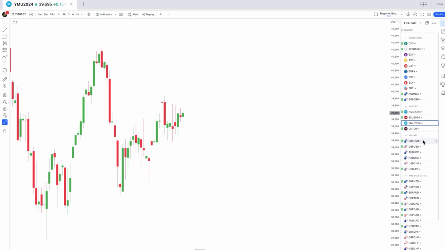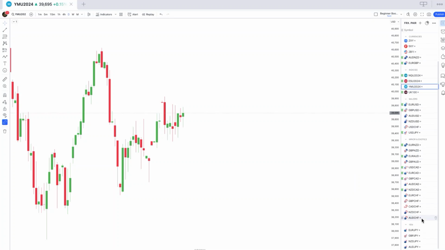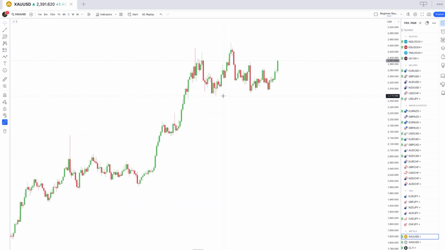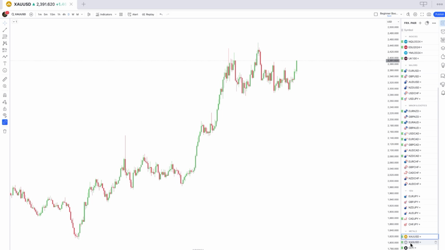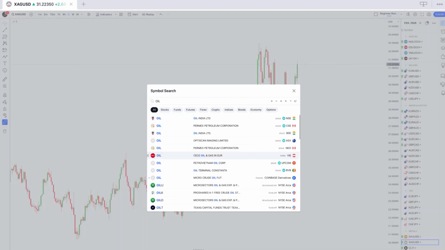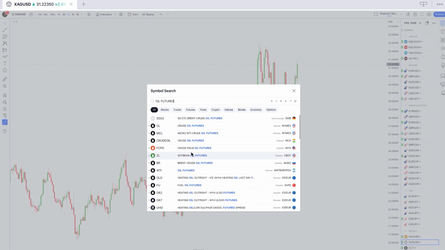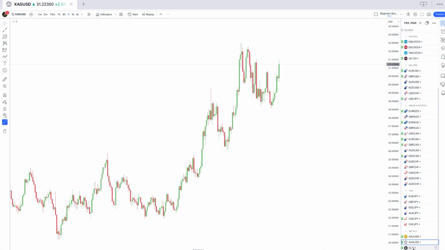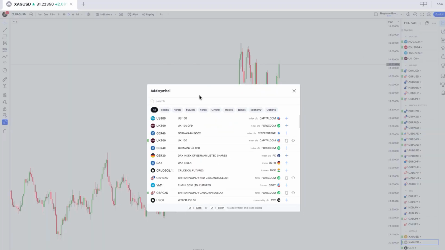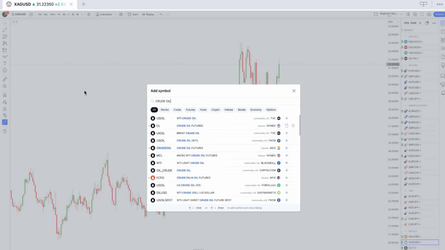And here you have the majors, EUR/USD, GBP/USD, AUD/USD, NZD/USD, the minors and exotics, the yen pairs. And here you have the metals. So for example, gold is called XAU. This is currently what gold looks like. Silver is XAG and oil is CL1. In TradingView, you can just search oil, for example, oil futures, and here it is, oil, CL1. You can also type in crude oil and you'll find it as well. Just go to the search bar and type oil and you'll find the one you need.